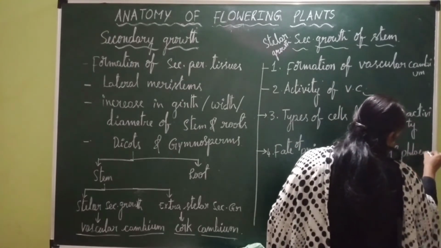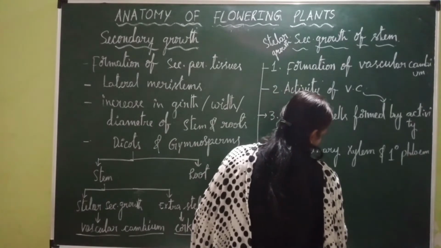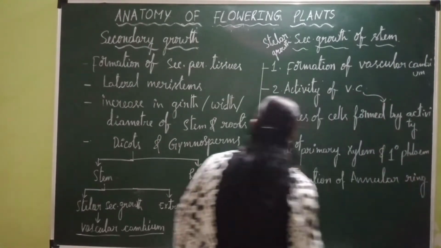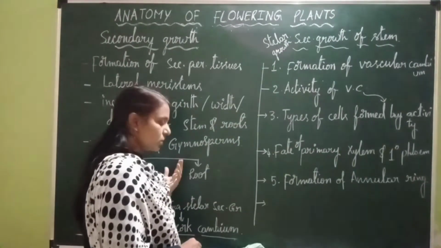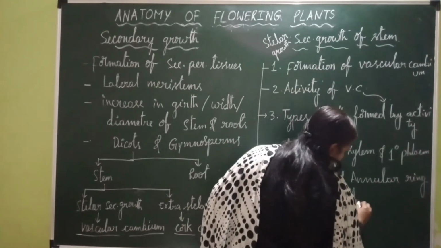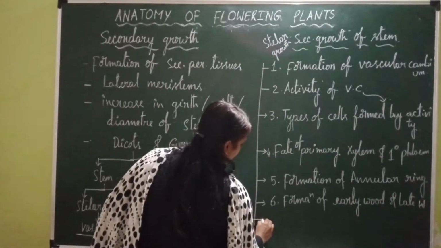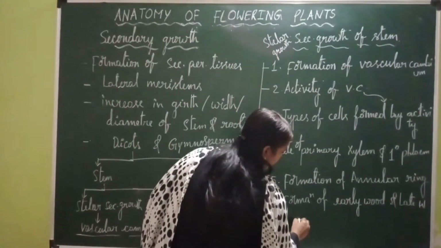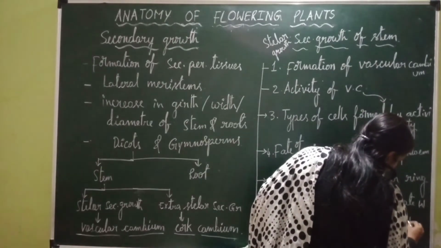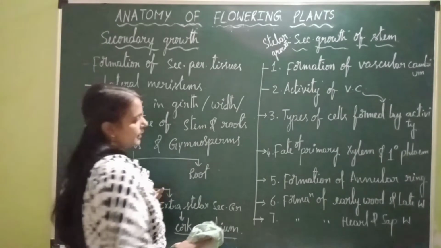And after this we will be studying about the formation of annual rings. And after this step we will be studying about the formation of two types of wood, that is early wood and late wood. Early wood is also called as spring wood. Late wood is also called as autumn wood. Okay, next, formation of heartwood and sapwood. So these are different steps we are going to study about. Okay, let's start with the first step, that is formation of vascular cambium.